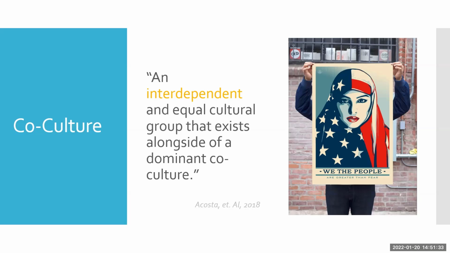I love this series of posters of We the People. We actually have them featured at the Grace Van Dyke Library at Bakersfield College because they exemplify different co-cultures in America.